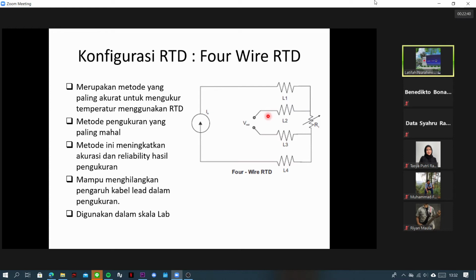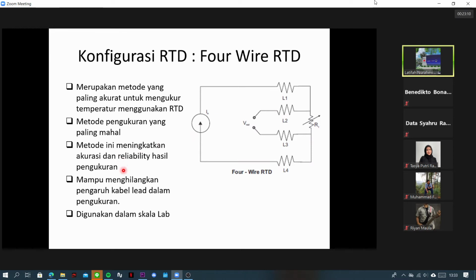In RTD, it is possible to find a 4 wires configuration. Because it is using more wires, it means it is the most accurate way to measure temperature. But using more cables, more wires, it means it is not that cheap.